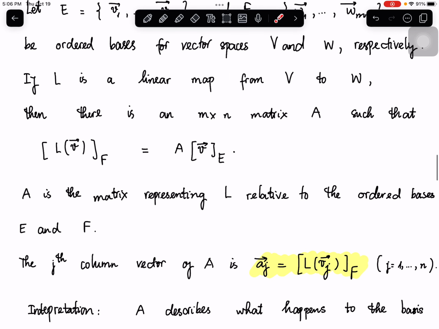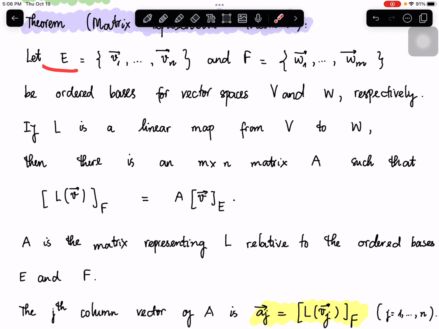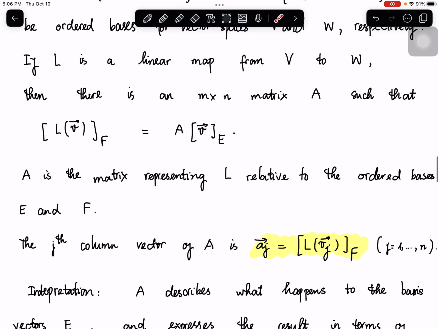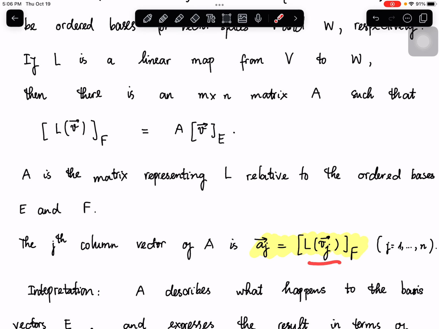So two things are important: the basis E and the basis F are ordered, so the order matters. And we just need to compute the images of the vectors in the basis E and write them as coordinates with respect to the basis F, because the image of Vj will be a vector in the vector space W, and F is a basis for W, so we can compute the coordinates of this vector with respect to this basis.